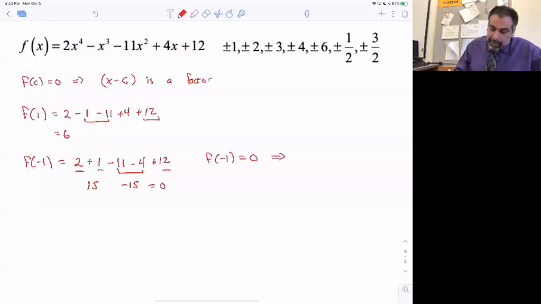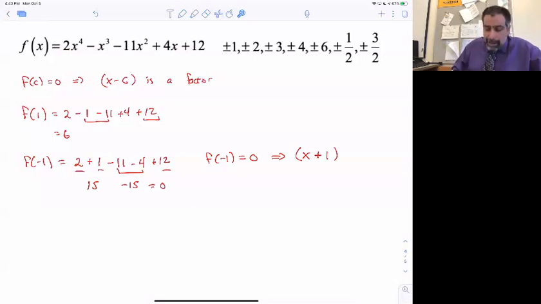That implies that the factor is x plus 1. Again, it's kind of the reverse of the sign, because we know that we need to plug negative 1 into our factor to make 0. So when negative 1 works, x plus 1 is a 0. So now I know I've got one factor.